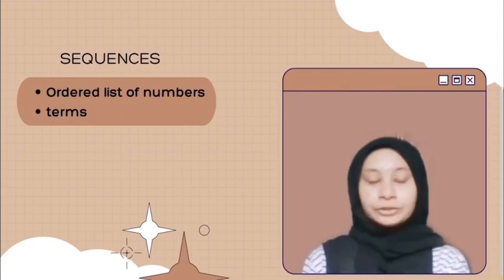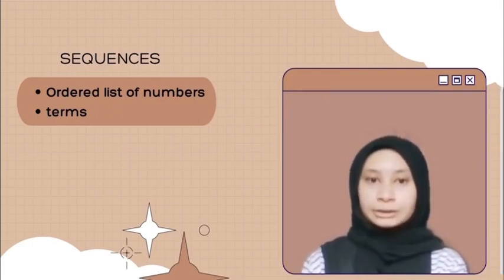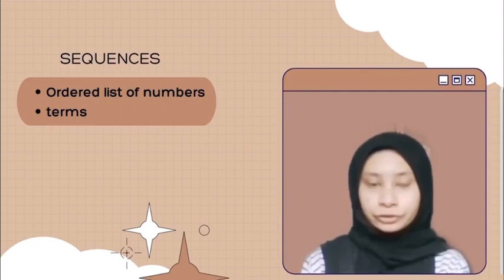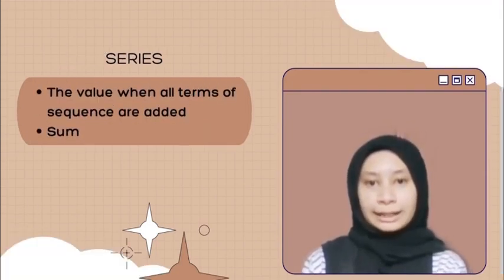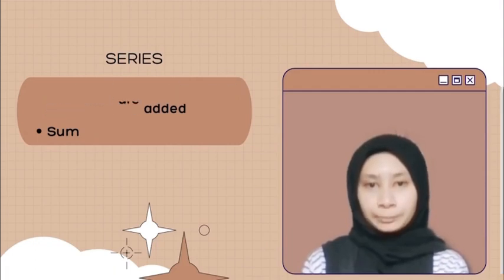Sequence is an ordered list of numbers. Numbers in this order are called terms. Series is the value when all the terms of a sequence are added. This value is called the sum.